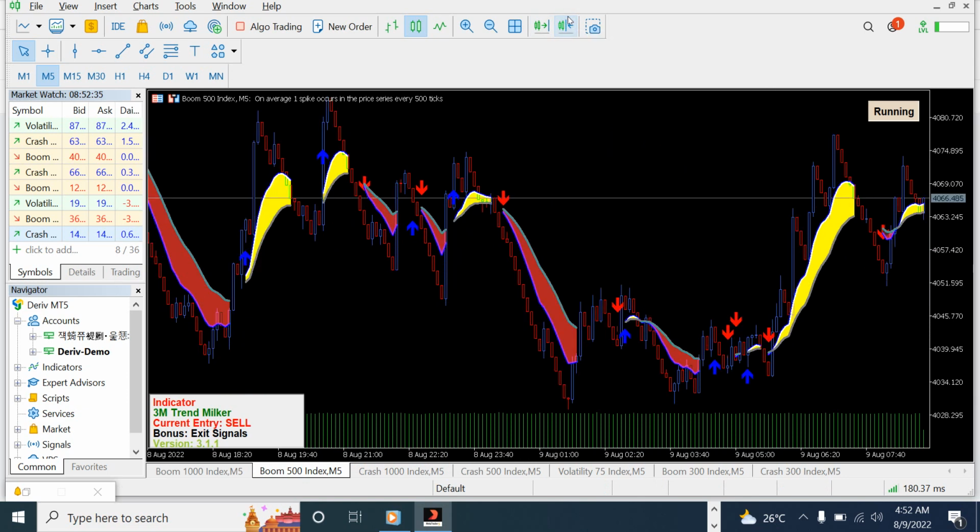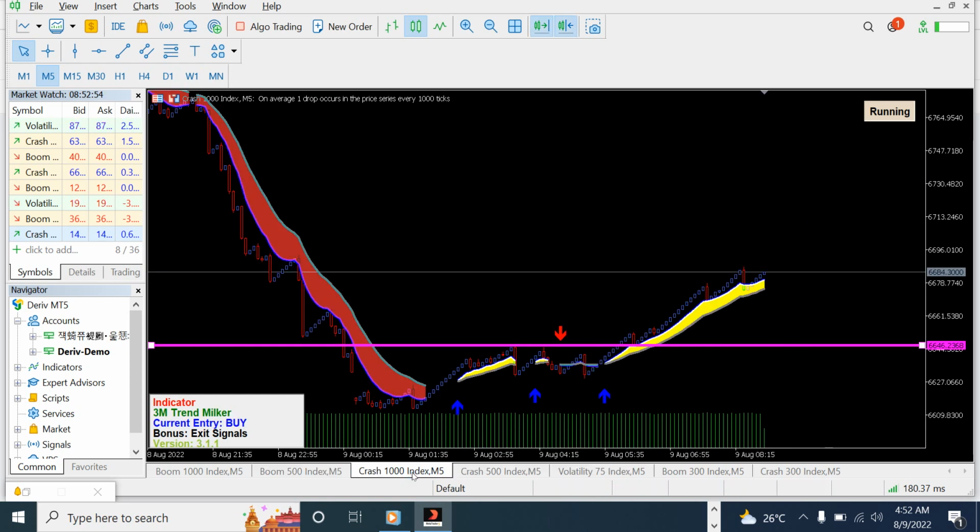Okay, you can check out Boom 500. For now, Boom 500 is on an uptrend at the moment, so it's not the best time for me to trade Boom 500. Since I'm not trading the spiky part, let me leave it till it is going to give me the best opportunity to trade it.